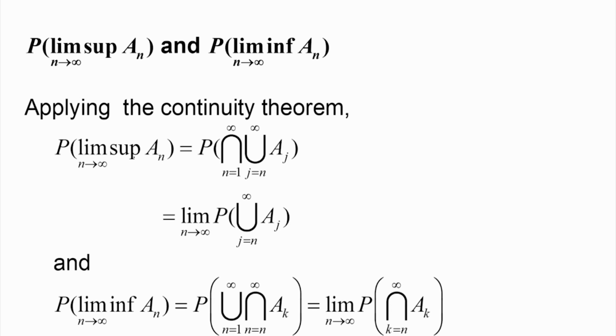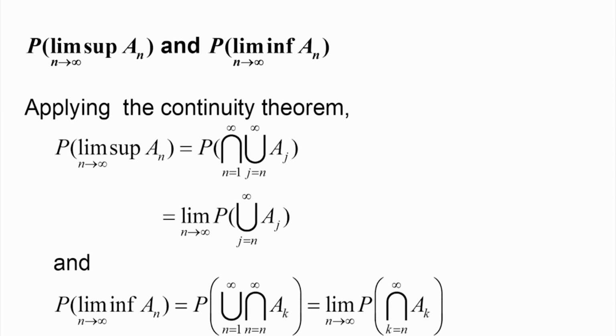Probability of lim sup of A n, that is the probability of the intersection from n equal to 1 to infinity of the union of A j, j equal to n to infinity. Now, I know that this sequence is a decreasing sequence. So, for the decreasing sequence, we can apply the continuity theorem. So, the probability of this limiting event is equal to the limit of the probability of the union of A j, j equal to n to infinity. So, that way we can find out the lim sup of A n.